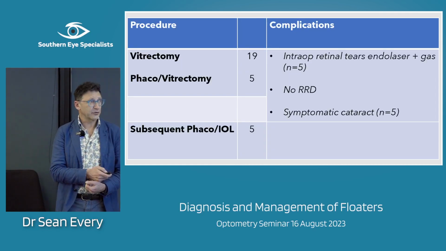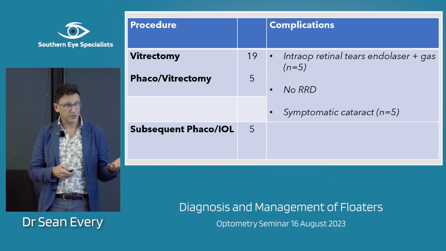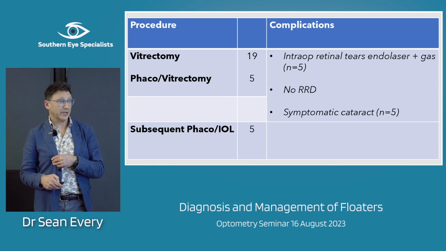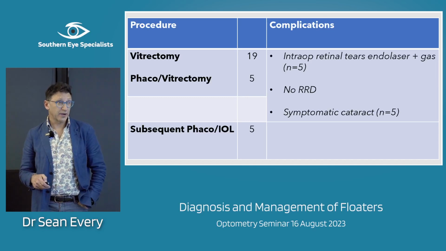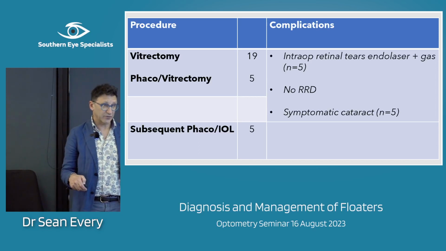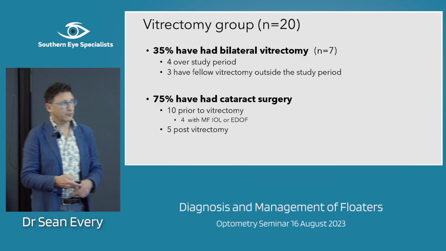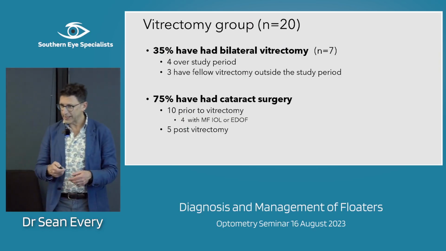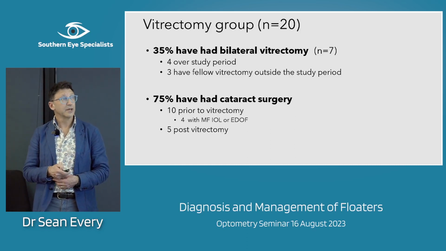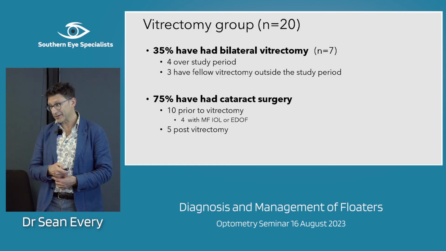So this is an interesting group of people. 19 of them have a vitrectomy, 5 of them have a phaco-vitrectomy because they've got a bit of cataract going on, and then another 5 have a subsequent cataract. And 5 of them get the usual intraoperative retinal tears and endolaser and gas, and no detachments. These people go on to get cataract. So you suddenly realise these people are really having a lot of surgery to manage their floater symptoms.